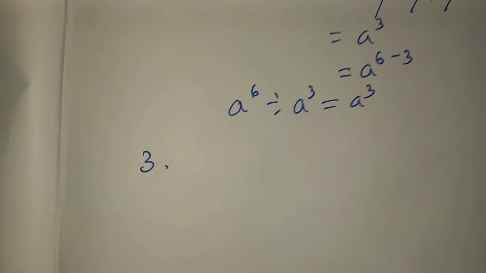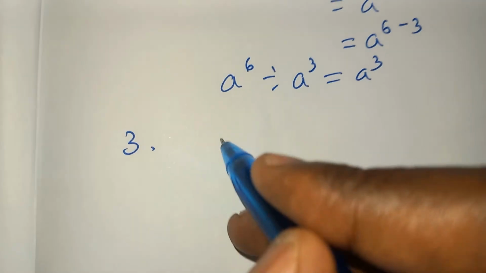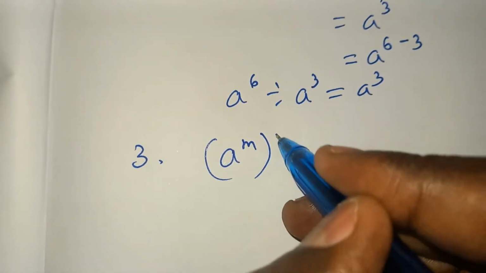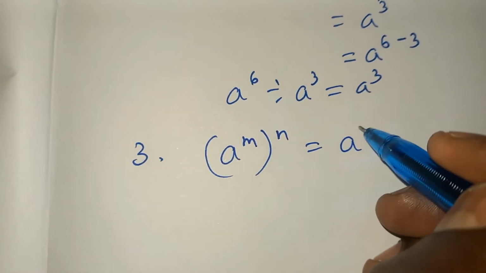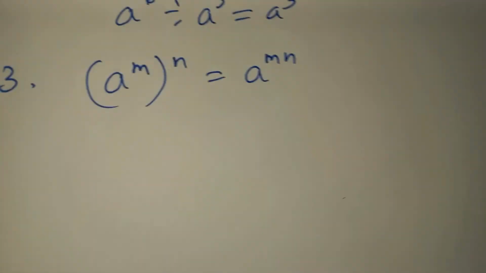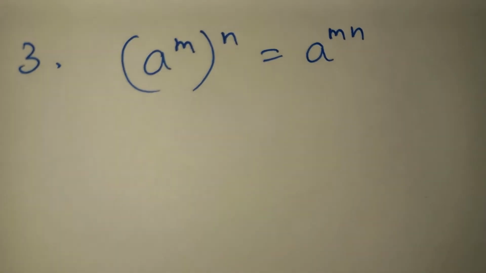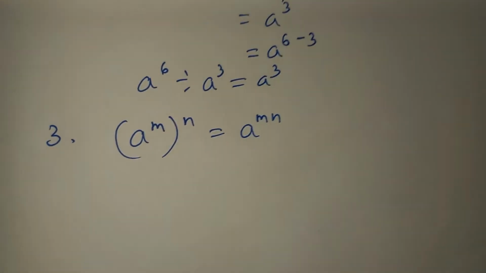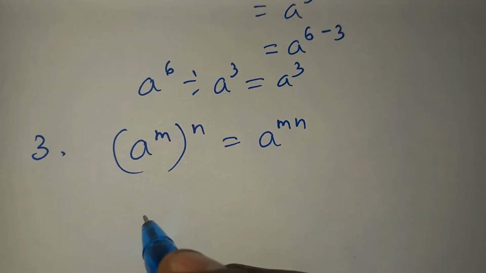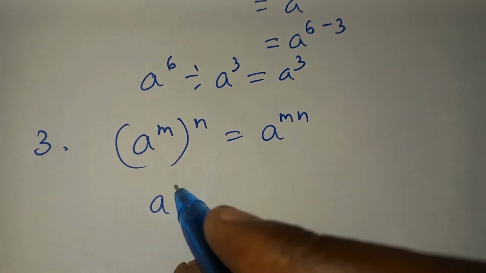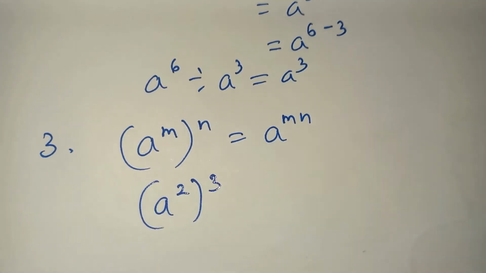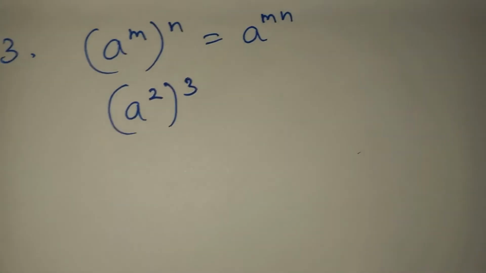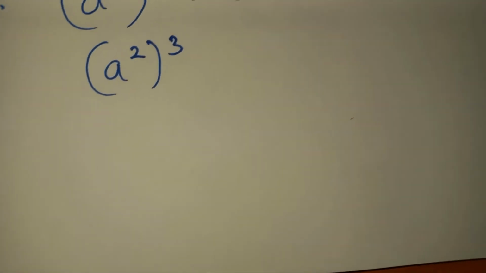Now let's look at the third rule, which says a raised power m raised power n is the same as a raised power m times n. Now, this is referred to as the power rule. So let's see how we can demonstrate this. Suppose you have a squared, then we have cubed outside. a raised to power 2, and then everything raised to power 3. How would you write this?